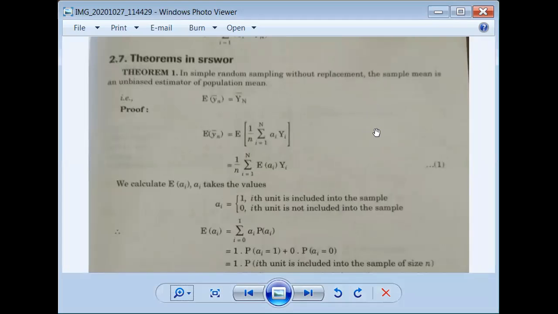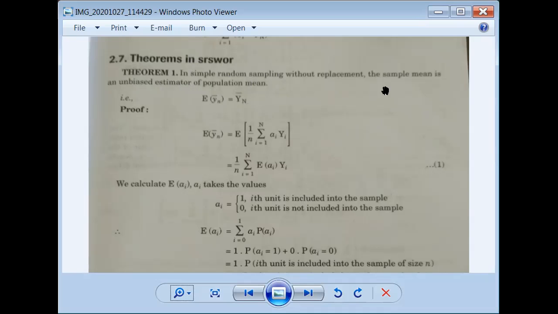So this is a theoretical statement. In notation, expectation of small y bar n equals capital Y bar n. Now, how can we prove this? What is the notation of sample mean? Small y bar n. And the notation for population mean? Capital Y bar n.